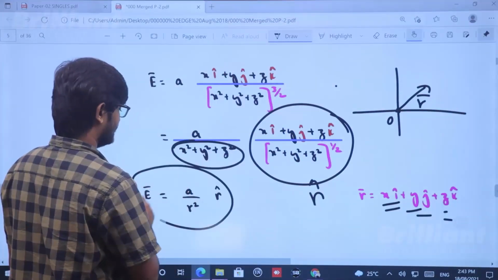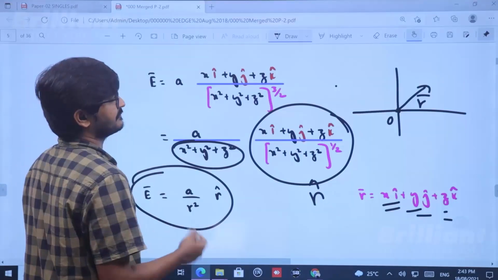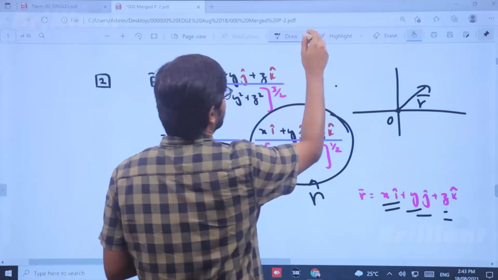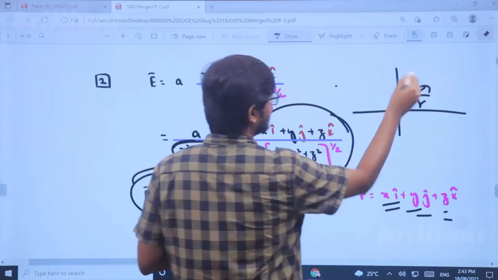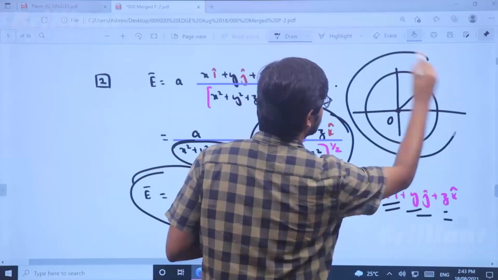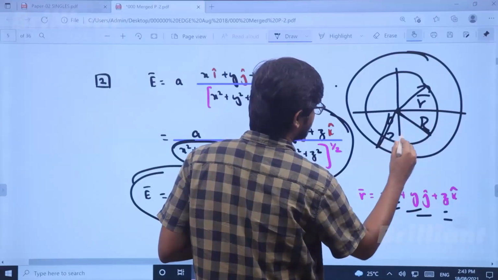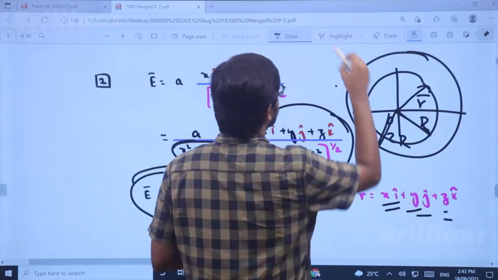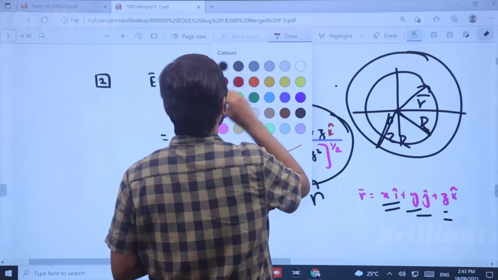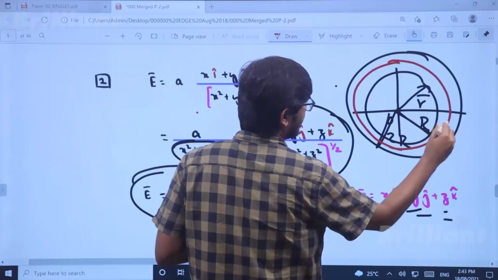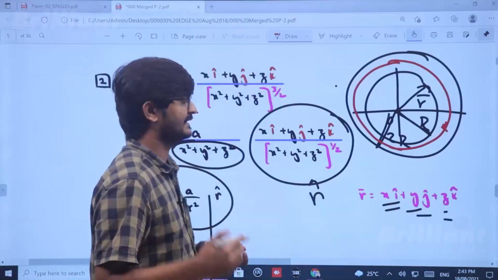So the electric field will be this much, and you can see it is spherically symmetrical, right? So when they are asking to find the energy between these two shells, where this radius is capital R and this radius is 2R, what you need to do is take some element here and find the energy in that element. What will be the energy in that element?